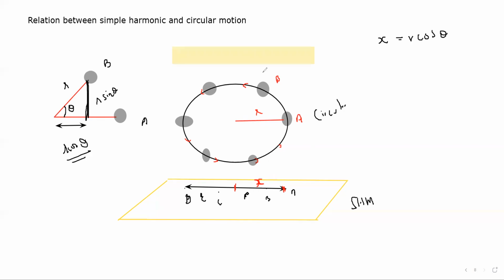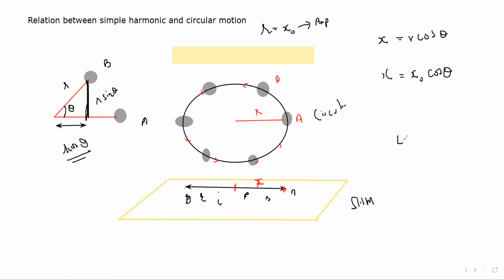And what is R actually? R is equal to the maximum displacement, which we can also say is the amplitude, where x naught is the amplitude. So I can say x is equal to x naught cos theta. Is it clear? If I want to find the displacement of an object, the shadow, performing a simple harmonic motion, I can use the formula x is equal to x naught cos theta.